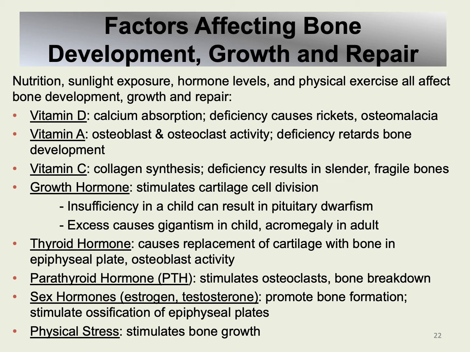Thyroid hormone causes the replacement of cartilage with bone in the epiphyseal plate, because it increases osteoblast activity. Parathyroid hormone stimulates the osteoclast, that means it breaks the bone, because parathyroid hormone tries to increase the calcium in the blood. So how can it do that? The bone needs to be broken, and calcium taken from the bone and put into the blood. Sex hormones like estrogen and testosterone promote bone formation. They stimulate the ossification of epiphyseal plates.